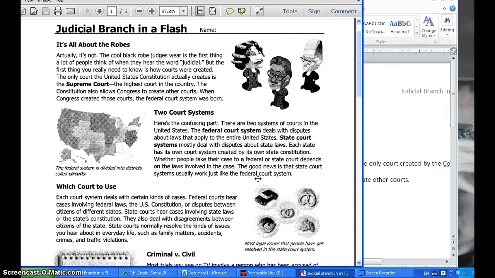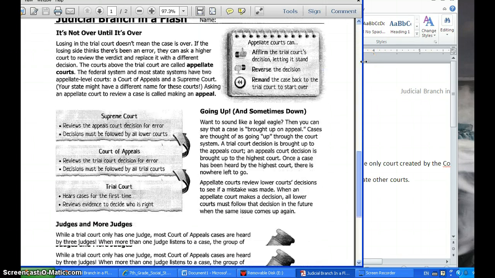So, for today's lesson, what you're going to do is learn how to take notes when doing a reading in social studies. The reading that we're going to use today is called The Judicial Branch in a Flash. As you can see, it's up here on the screen, and the reading is 2 pages long. So this is page 1 and page 2.